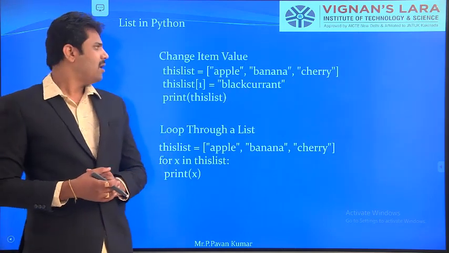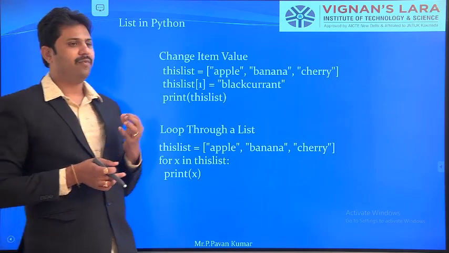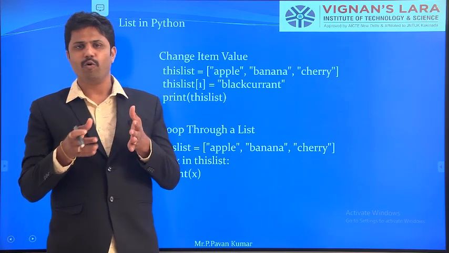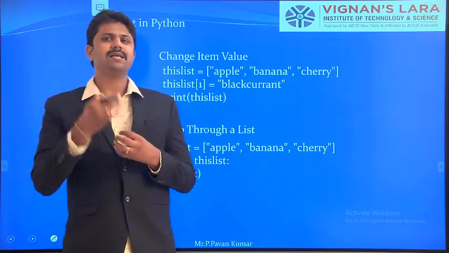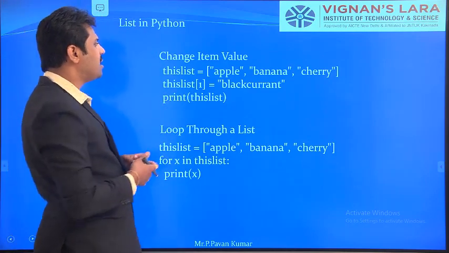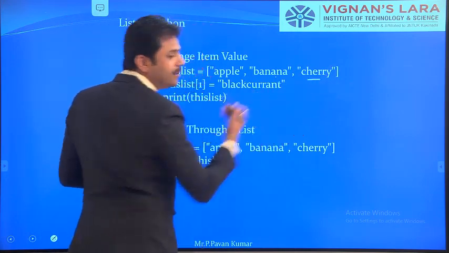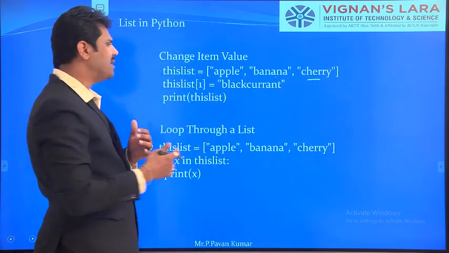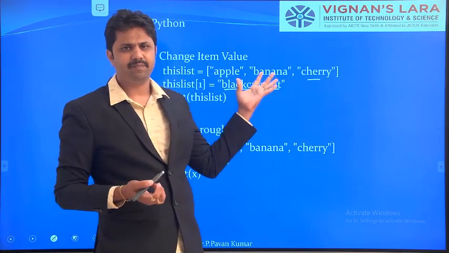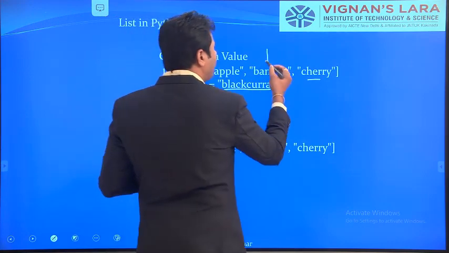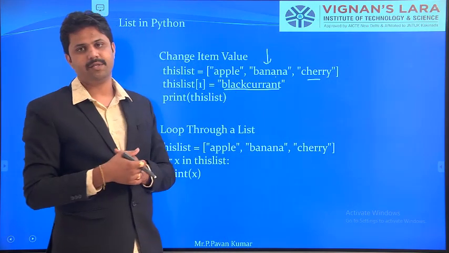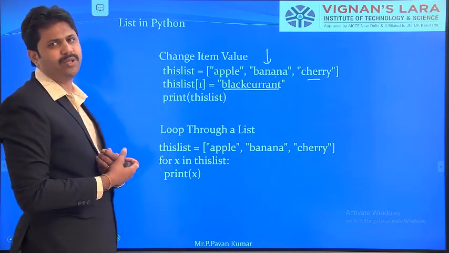Next one is, I want to change items. I created one list. That list contains some values, 3 or 4, anything. I want to replace some value with another. Here let us see. I have a list which contains apple, banana and cherry. I want to place blackcurrant in place of banana. So how can you do this?